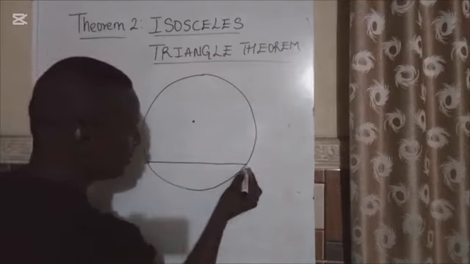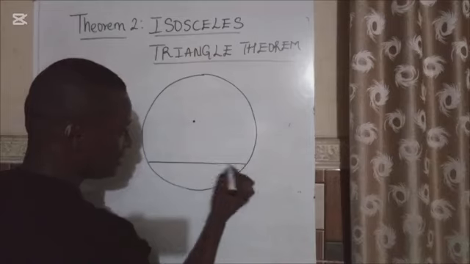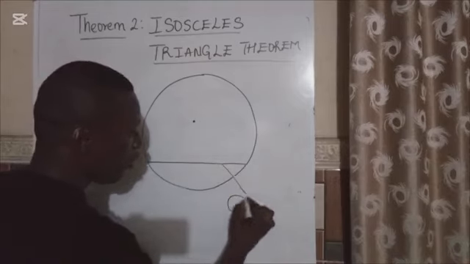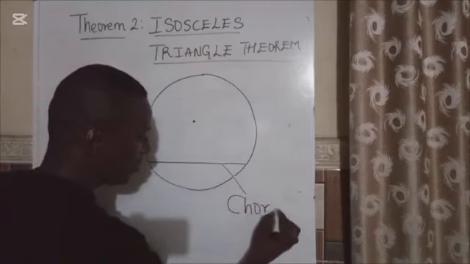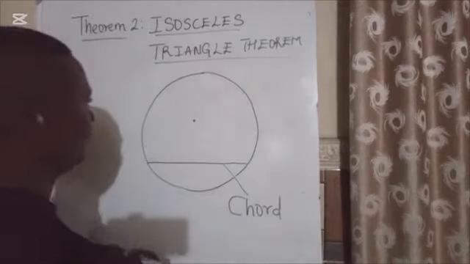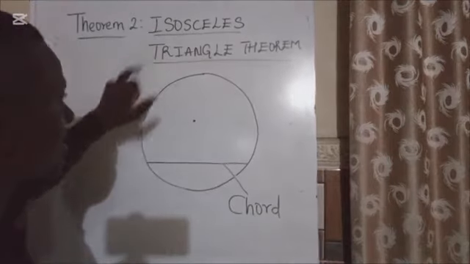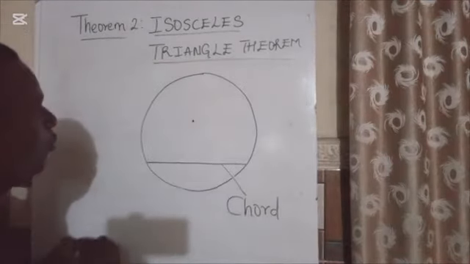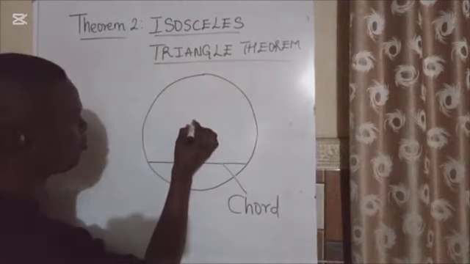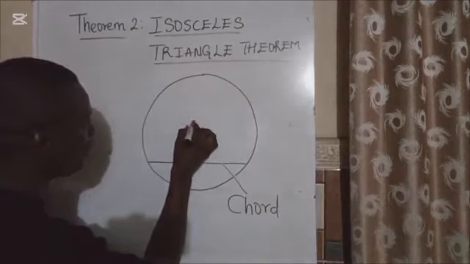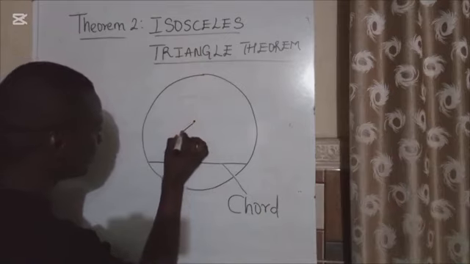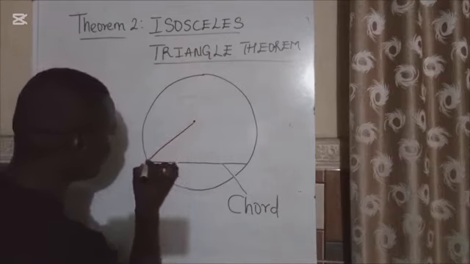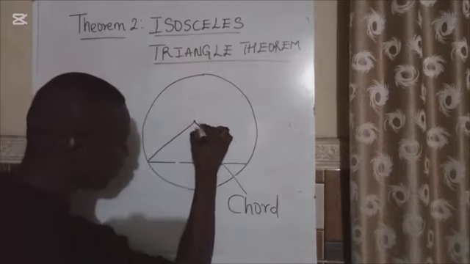So this is called the circumference. The outer layer of your circle is called the circumference. Now when you have a horizontal line drawn from one end of a circle to another end of the circle, this is called a chord. Now, an isosceles triangle is formed when two radii are drawn from the center of the circle to meet both ends of a chord.